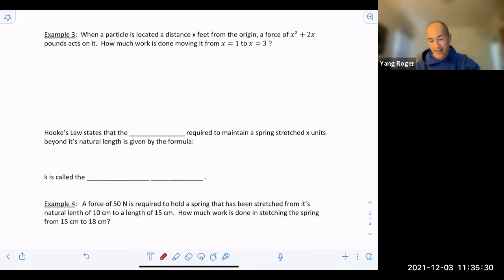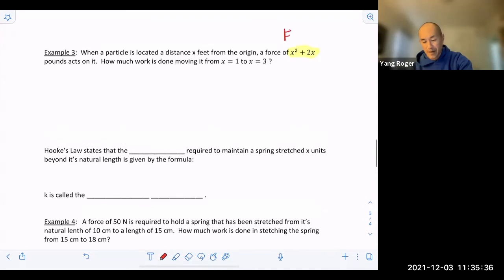So right away I can identify this right here as my force function. And that force is changing depending on what x is. I also look at this and I can see we're working with pounds. That's the US customary system. The question is, how much work is done in moving it from 1 foot to 3 feet? I wanted to mention that these were feet.